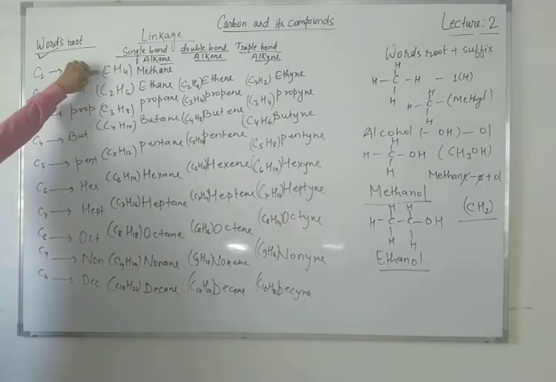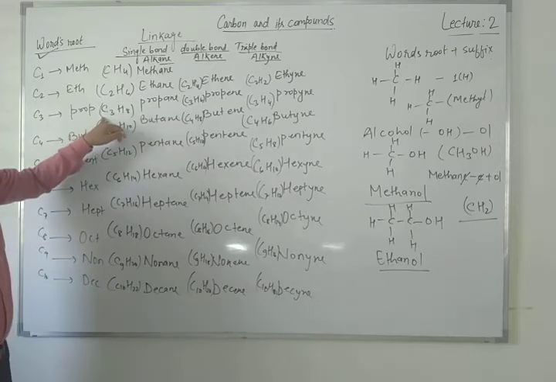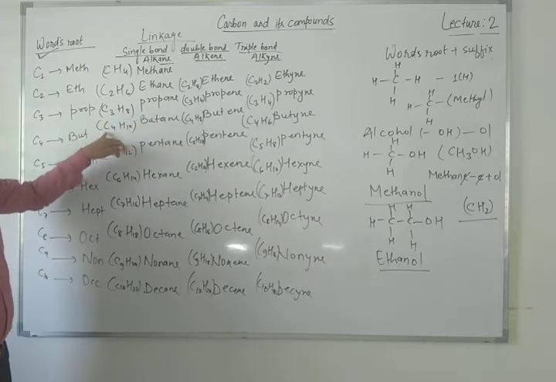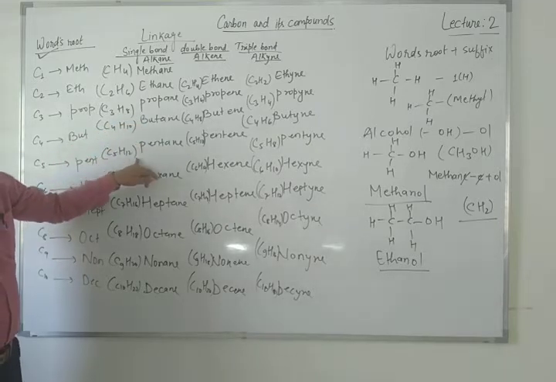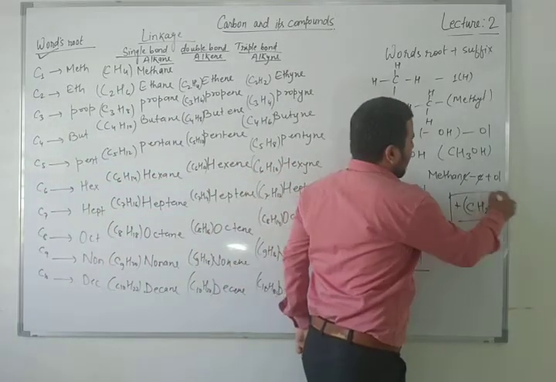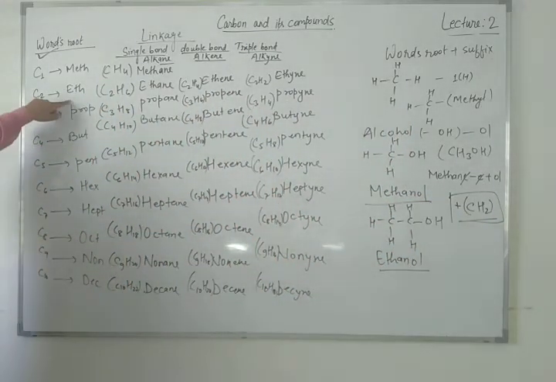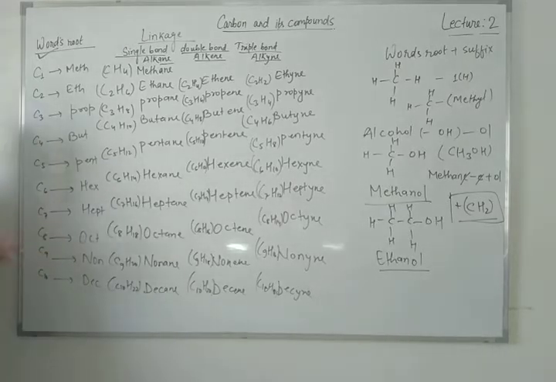You can see here CH4 plus CH2 is C2H6. C2H6 plus CH2 is C3H8. C3H8 plus CH2 is C4H10. C4H10 plus CH2 is C5H12. Everywhere CH2 is added for the next carbon, and we get the next name. So methane plus CH2, ethane plus CH2, propane plus CH2, butane plus CH2, pentane plus CH2, hexane plus CH2, heptane plus CH2, octane plus CH2, nonane plus CH2, decane.